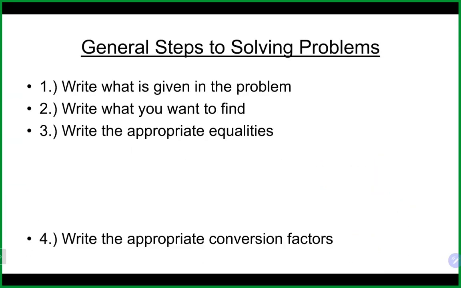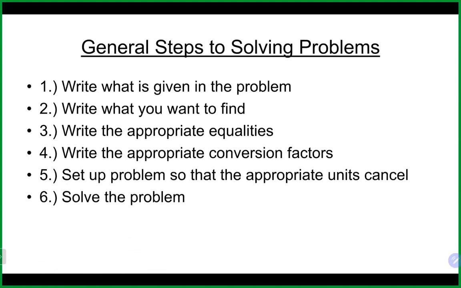Cancel things out. All right, so these are the general steps to problem solving in dimensional analysis. You should write what's given in the problem. Sometimes it's very helpful in a lot of chemistry problems, just in general, to write what's given to you in the problem, especially later on when we have formulas. It will oftentimes point you in the right direction in terms of what formula to choose. You want to write what you want to find. You want to think and write the appropriate equalities. You want to write the appropriate conversion factors. You want to set it up using dimensional analysis, and then you want to solve the problem.